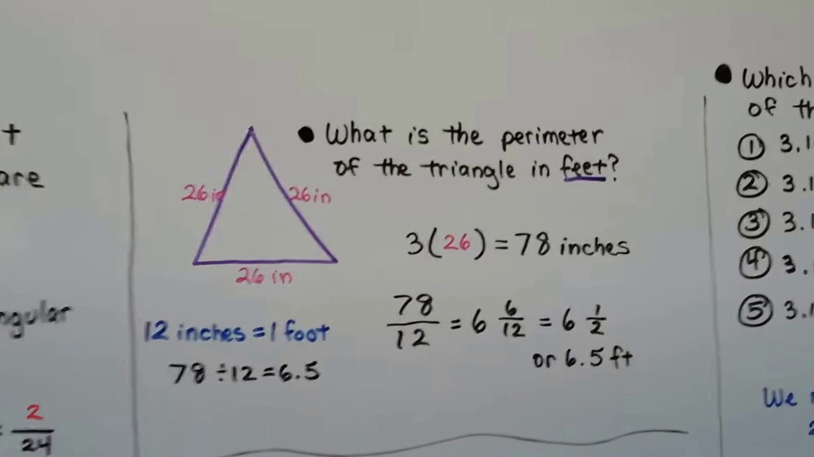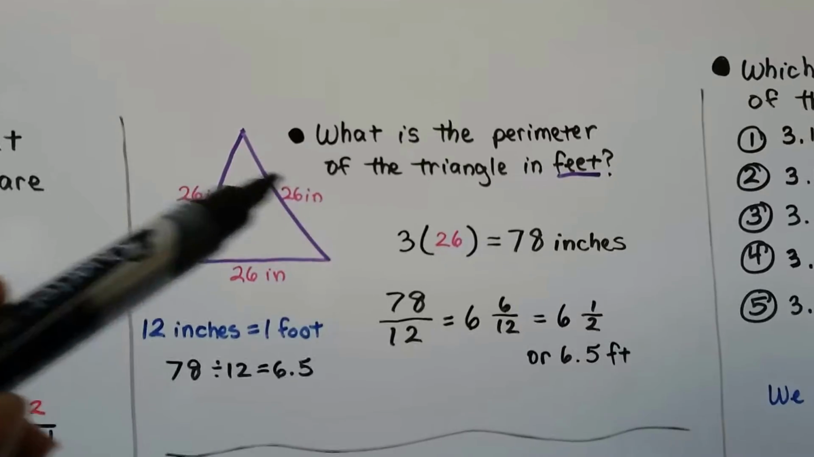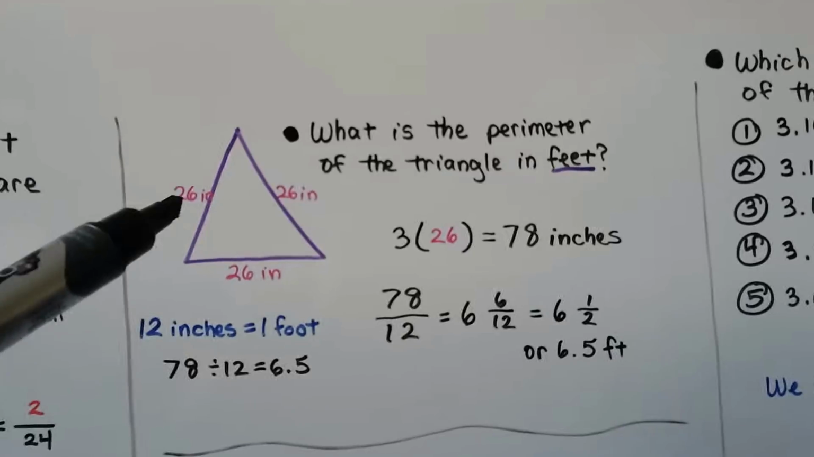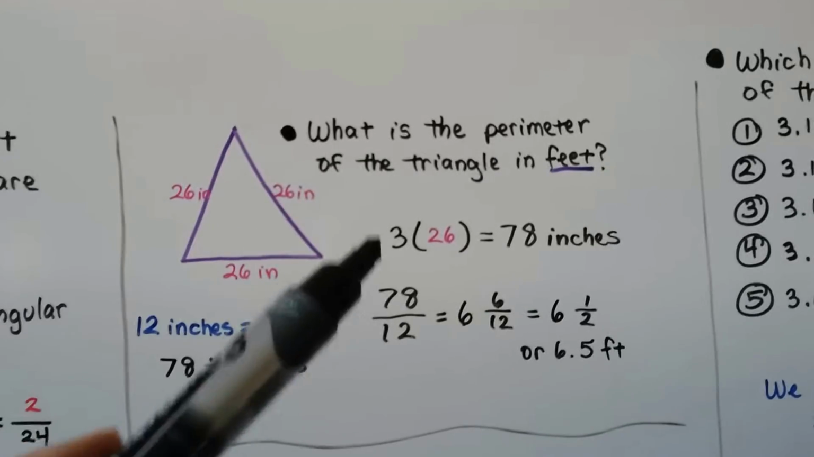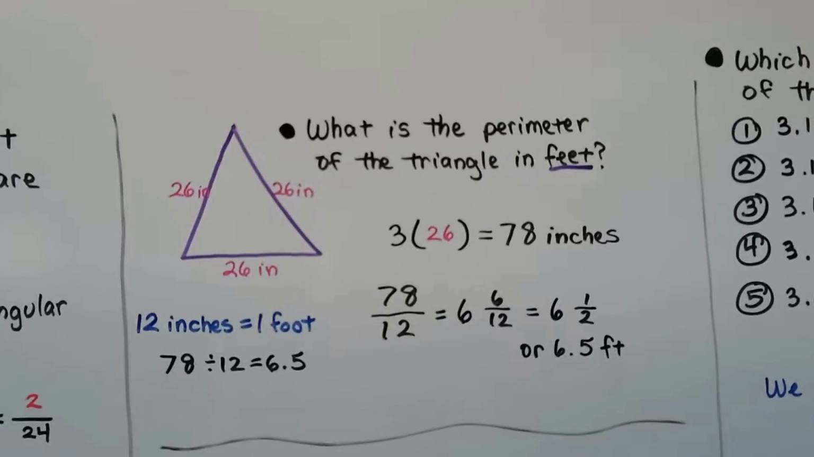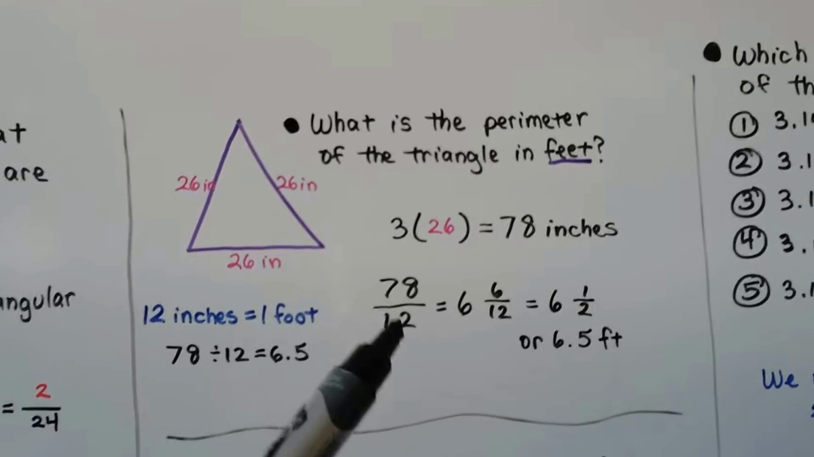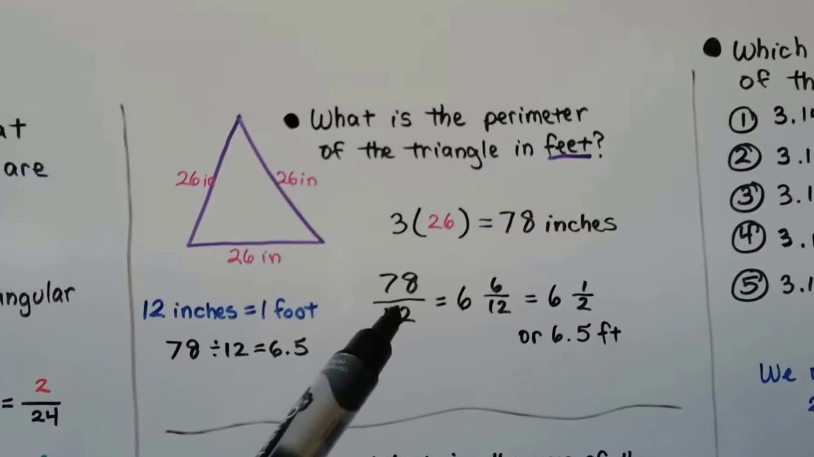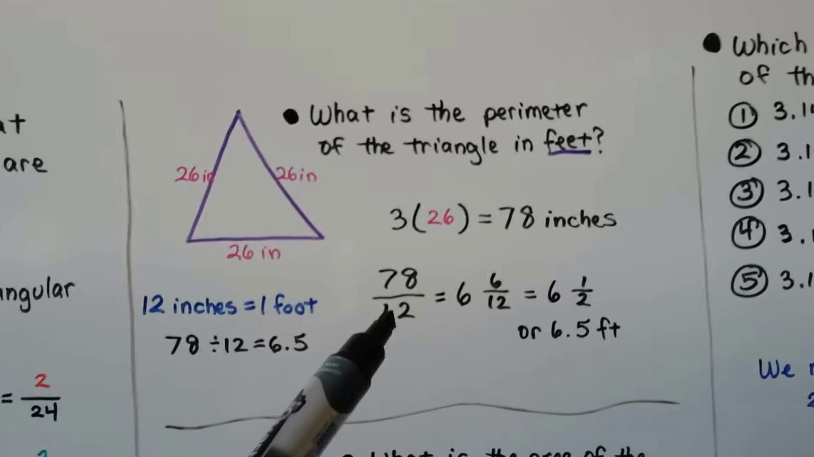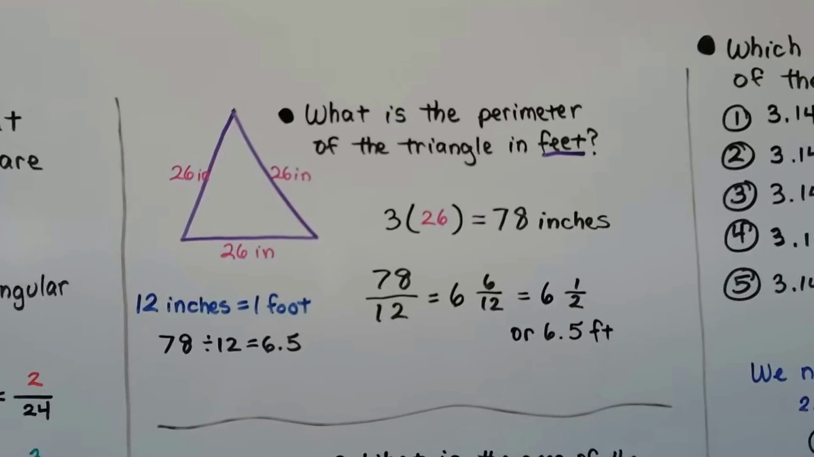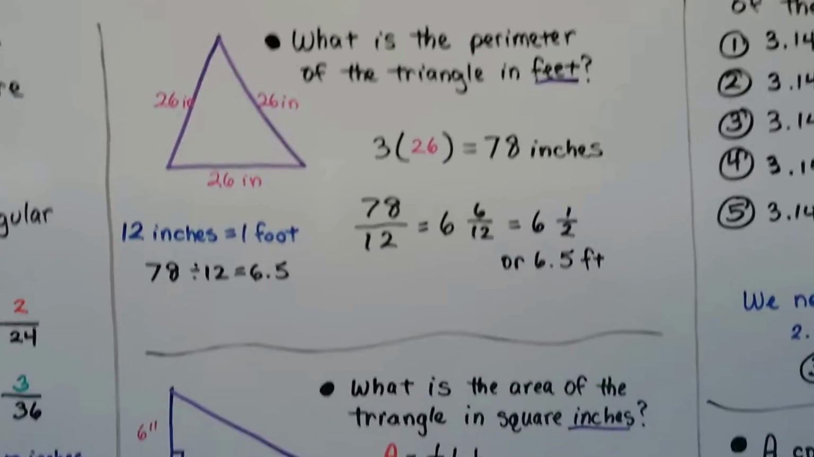What is the perimeter of the triangle in feet? Well, it gives us inches. And perimeter is the measure of the outside, so we need to do 26 plus 26 plus 26, or 3 times 26, which is 78 inches. Now we need to put it into feet. We can divide 78 by 12. We get 6.5, because there's 12 inches in a foot. So we have 6.5 feet. See? We did what they asked.